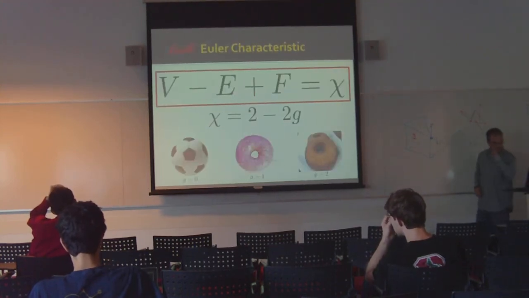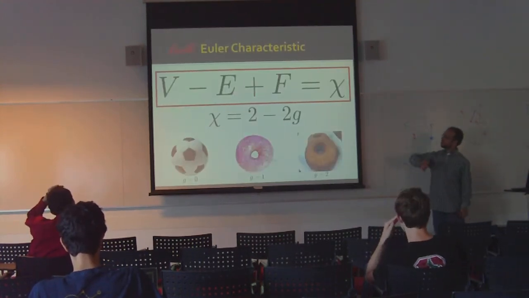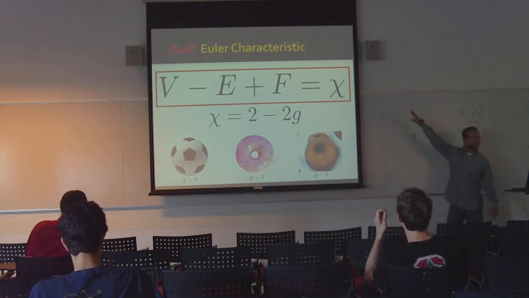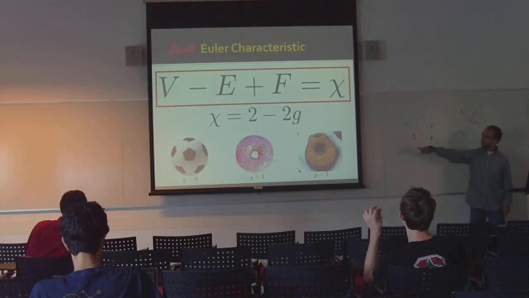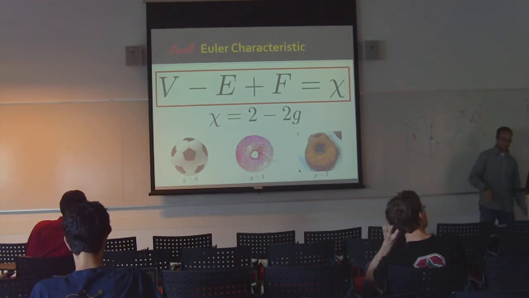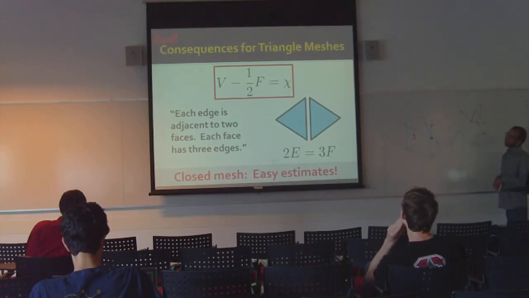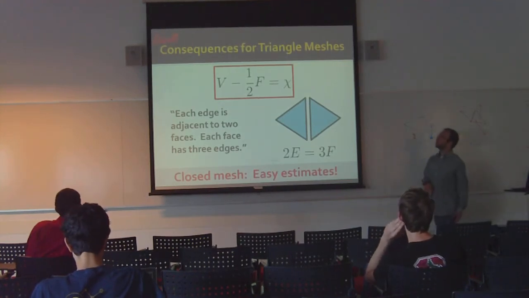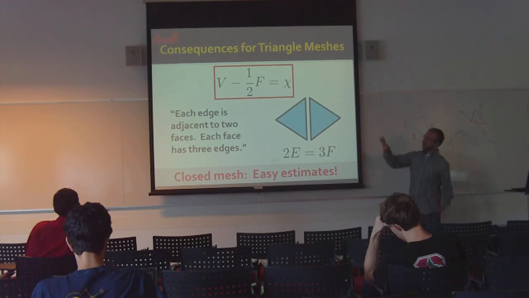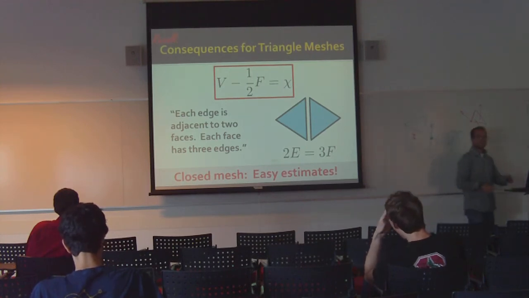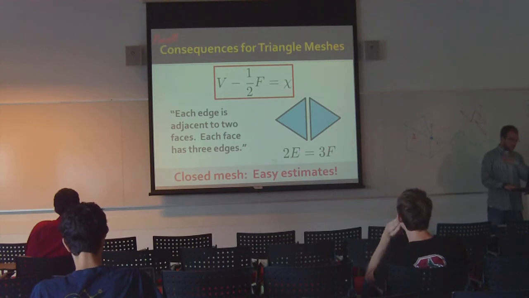Cool. So remember, this is our Euler characteristic. Take vertices, subtract the edges, add the faces, and we get this number chi. And it depends on the number of holes we have, right? Soccer ball, donut, or this funny double donut thing. And for a triangle mesh, in fact, we have a handy formula that lets us get rid of the number of edges because we know each edge is adjacent to 2 faces. So how is this going to be useful?